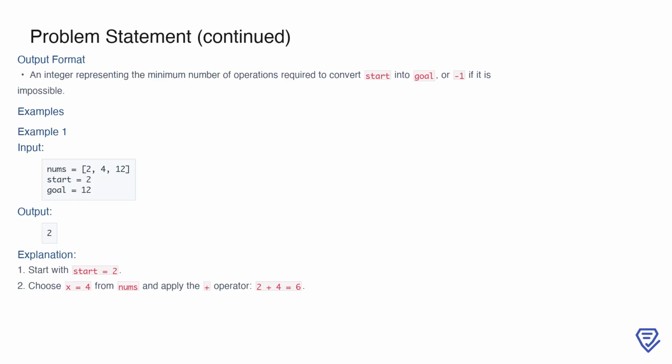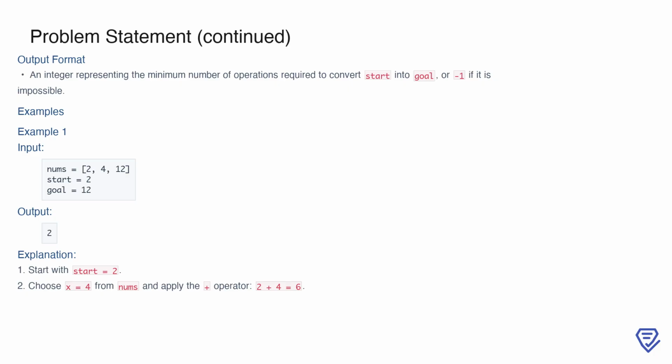The output of the problem is a single integer. This value represents the minimum number of operations required to transform start into goal. If it is impossible to reach the goal using the allowed operations and numbers from nums, the function should return -1. Let's look at an example to understand how this works.